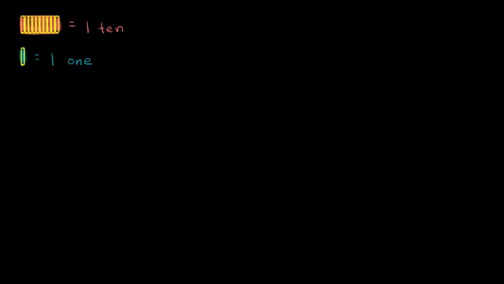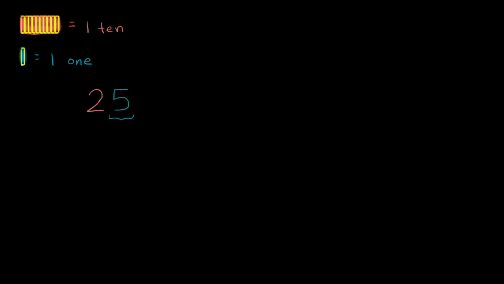What I want to do in this video is think a little bit about what numbers really represent. So let's say someone were to write down the number 25. So what does this really mean? Well, the 5 here, this is in the ones place, so it literally represents 5 ones.